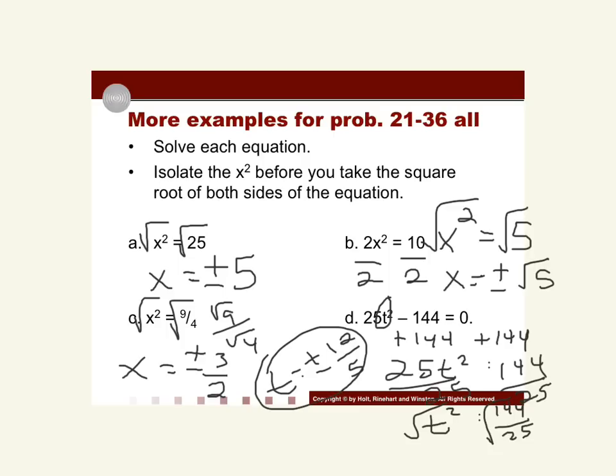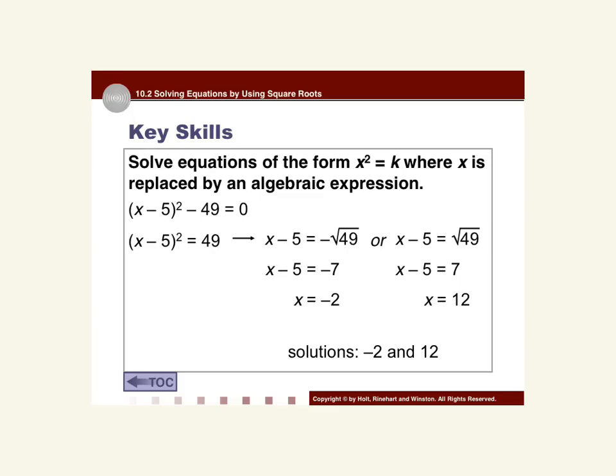So that's the first type of quadratic equation. Now the second type is when we have x squared where the x is an expression, like we have here. So we still have to isolate the x squared expression. So we're going to add 49 to both sides here. And now we square root both sides. And when we square root an x squared, we get just what's inside, so x minus 5. And then we take the square root of 49.